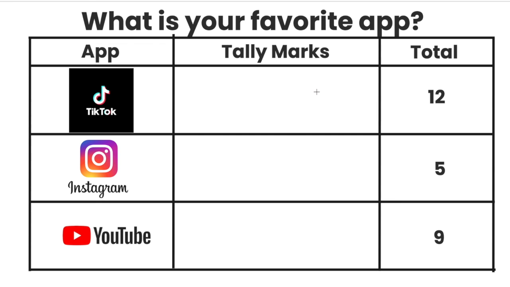Okay, so now let's look at another tally chart. The survey that we have now was the question, what is your favorite app? And as you can see, we have 3 apps. You have TikTok, Instagram, and YouTube. Can you help me draw the tally marks to show how many people voted for each app? Okay, well, let's try. Let's see, for TikTok, how many people voted for TikTok? That's right, 12. As I'm drawing the tally marks, I want you to move your fingers with me to help me draw the tally marks. Let's begin.